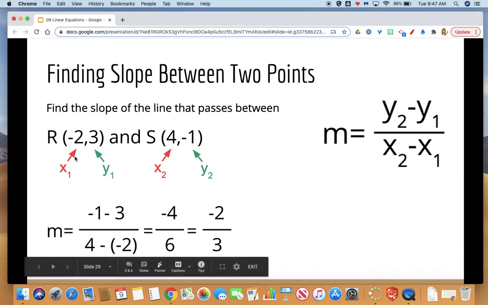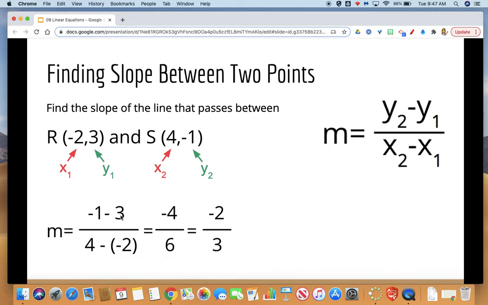I would highly recommend labeling your points just like we did here so that you don't lose track of which y goes where. Because if you accidentally put the 3 here and the -1 here, you will get a different answer. So you want your second y to be first and your first y to be second, just like the formula states. Let's try a few more examples together.